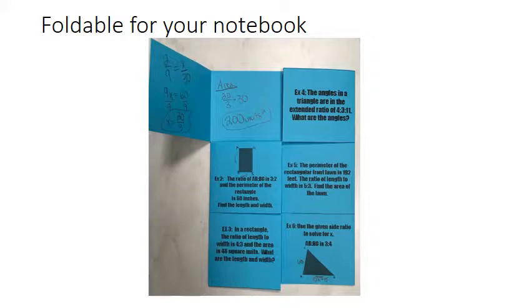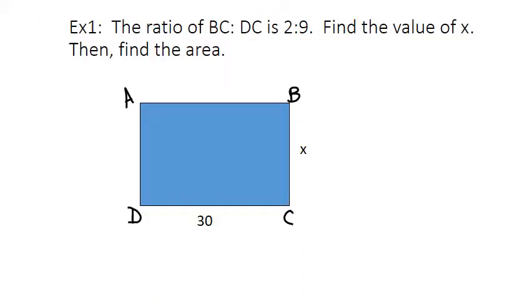Now that we've gone over our definitions of proportion and ratios, we're going to need that blue foldable. It should look like this. We're going to go through 6 problems, and the problem is written on the outside, and you can just open the flap and write the problem on the inside. So let's open that first flap for our first example.